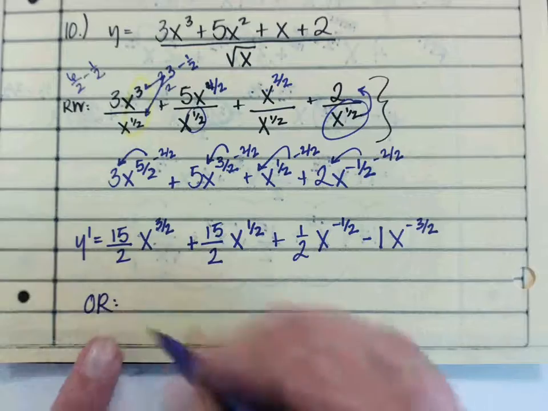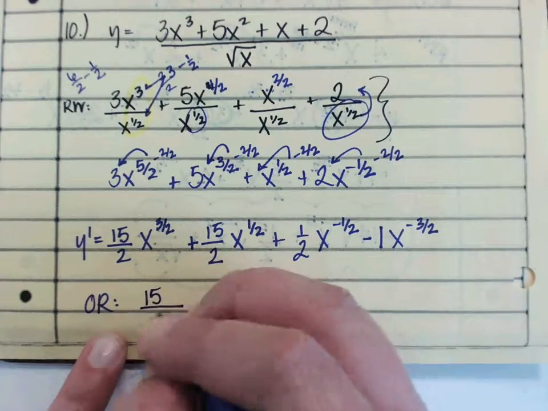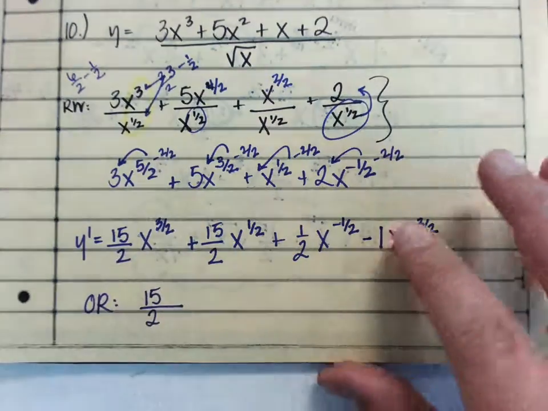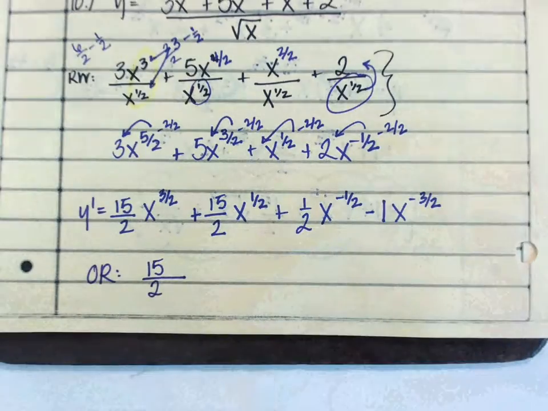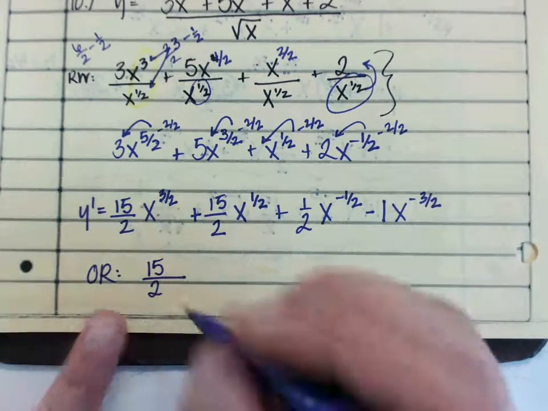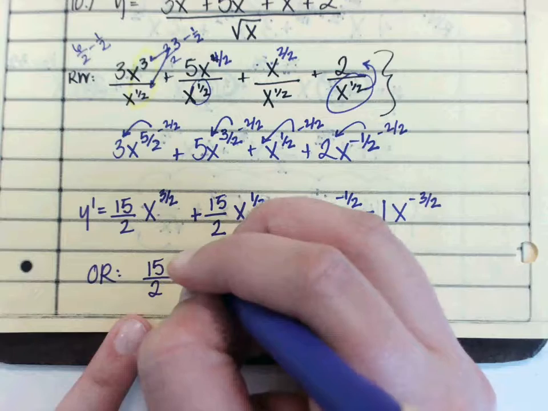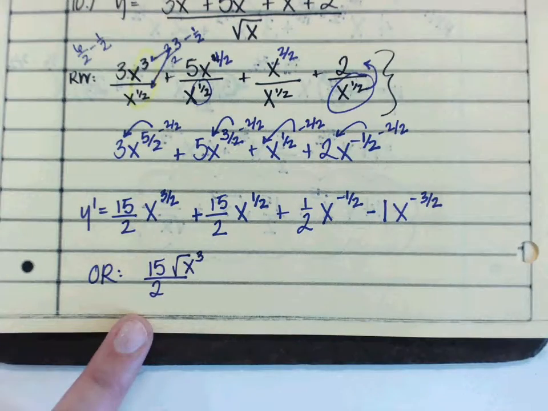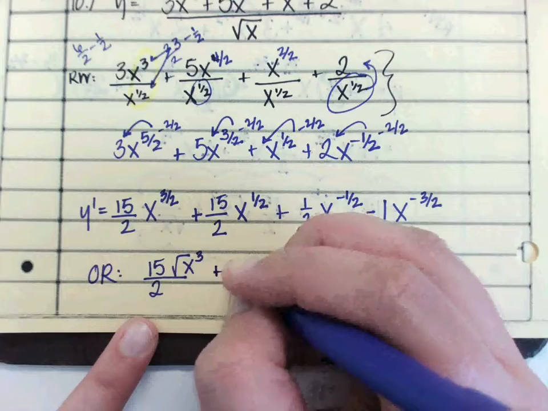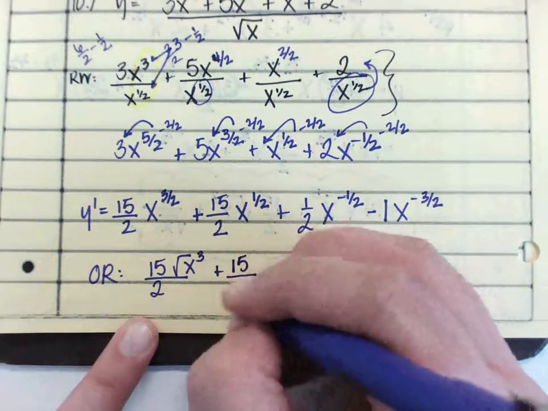My first one is 15 over 2. But notice that my x is going to be on top with the 15, and it'll be 3rd power square rooted. This is not full. This is too much. 15 over 2.